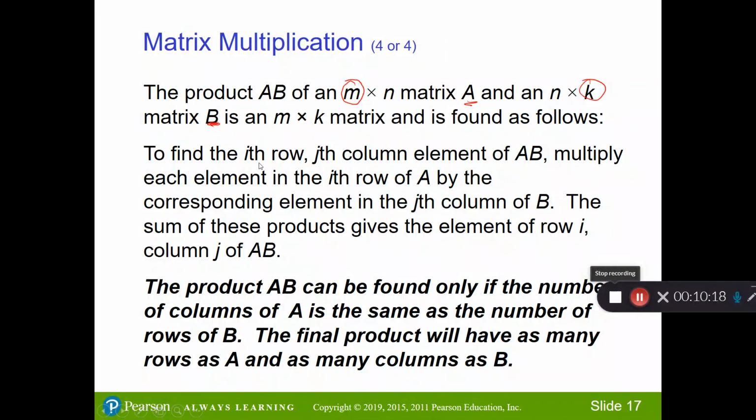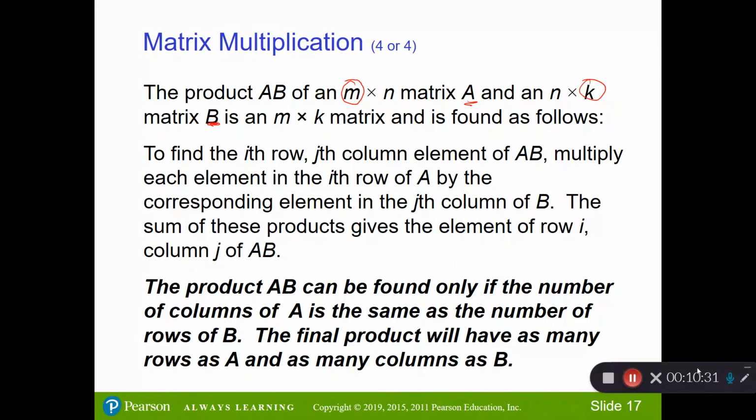To find the ith row, jth column of the multiplication, multiply each element in the ith row of A by the corresponding element in the jth column of B. This is going to make more sense as I walk you through an example here, okay?